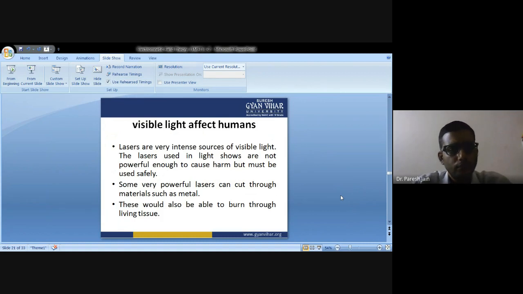Some very powerful lasers can cut through materials such as metals. Hence, powerful laser light is generally used to cut material through metal cutters or laser cutters. These would also be able to burn through living tissues. So these laser cutters and high power laser light are able to burn the living tissues of the human body.